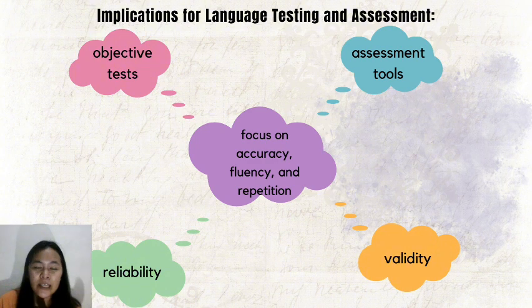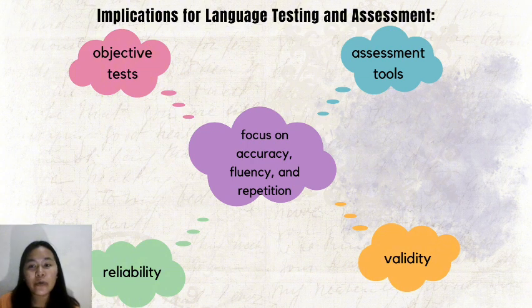Then we have objective tests to evaluate observable performance. Tests like multiple choice and fill in the blank are used to measure language learning based on visible behavior such as correct grammar or word use. And then we also have drills or tasks to demonstrate mastery through repetition. Assessments often involve exercises that require learners to repeatedly perform language tasks such as sentence completion to show consistent mastery.